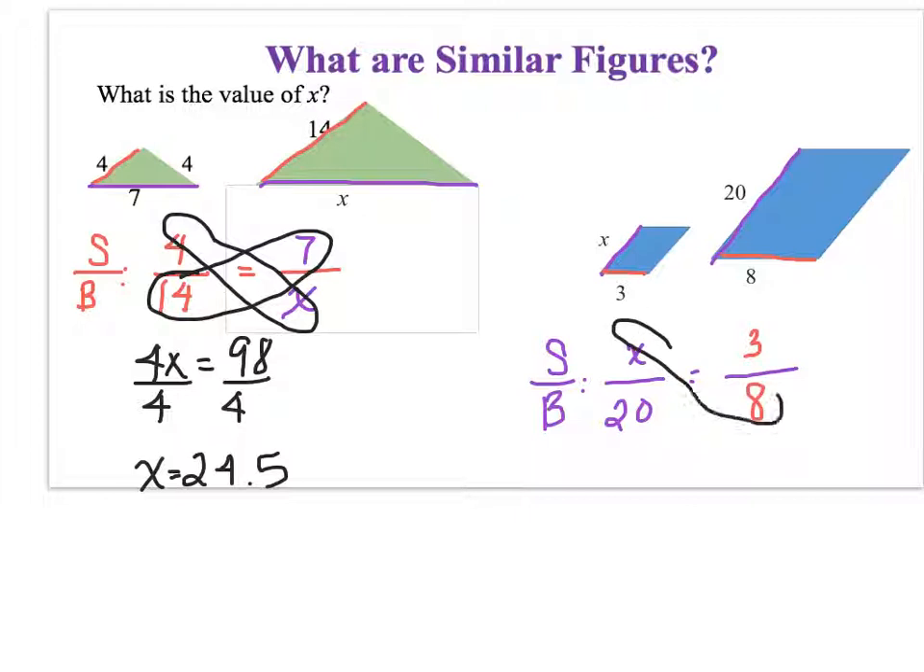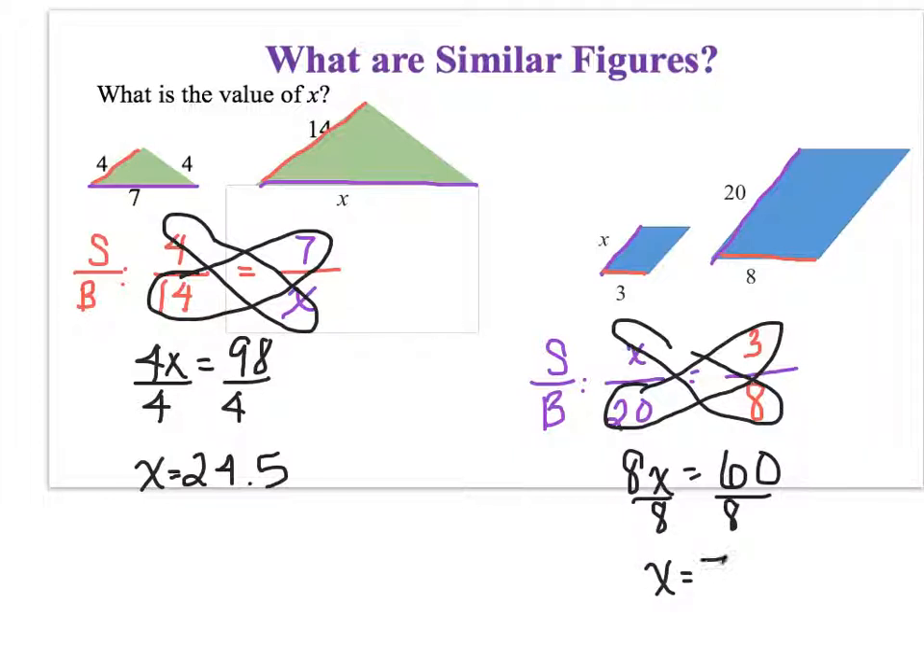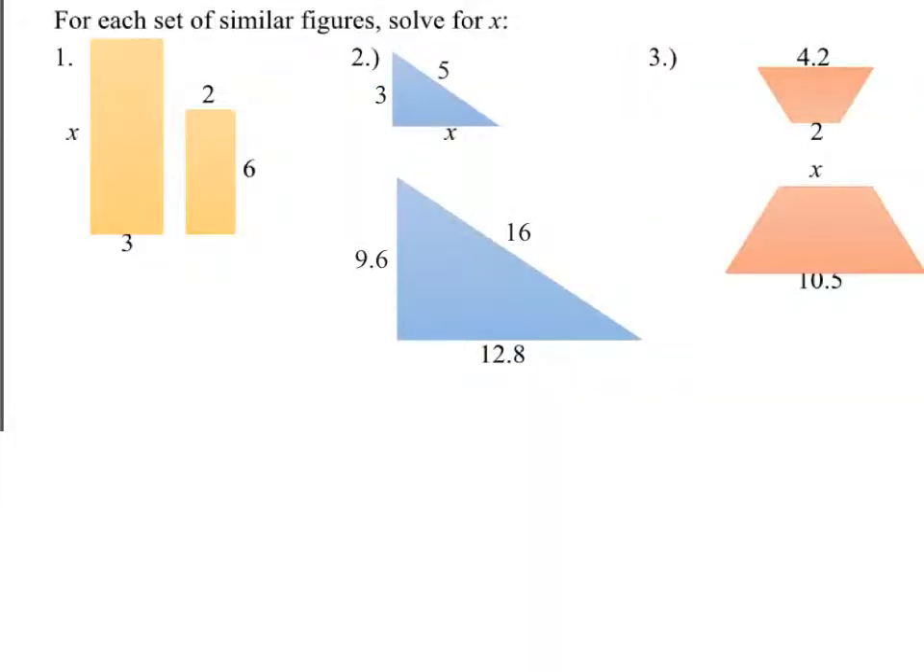Cross multiply, 8 times x is 8x. 20 times 3 is 60. Divide both sides by 8, and we get x equals 7.5. All right, solve number 1 now, and then enter your answer into the computer.